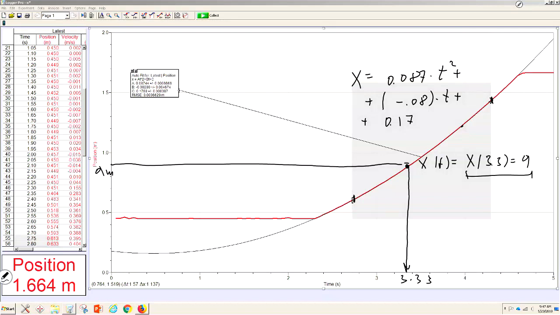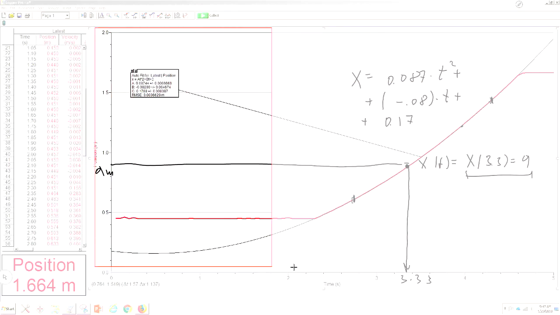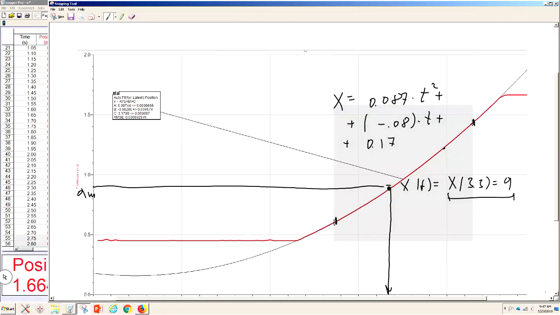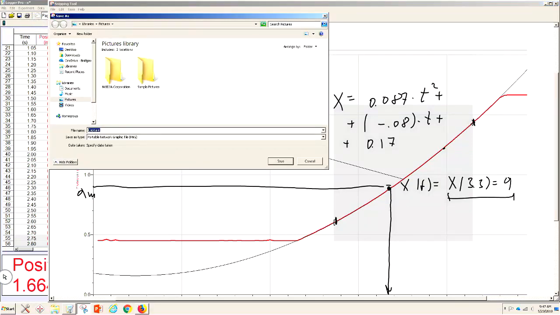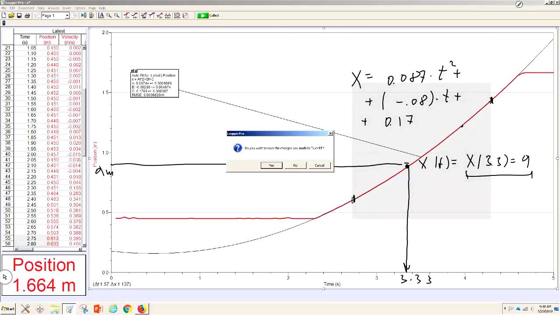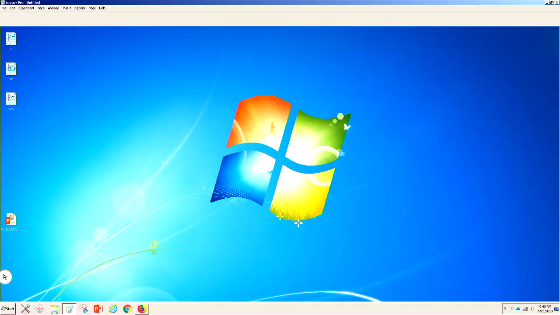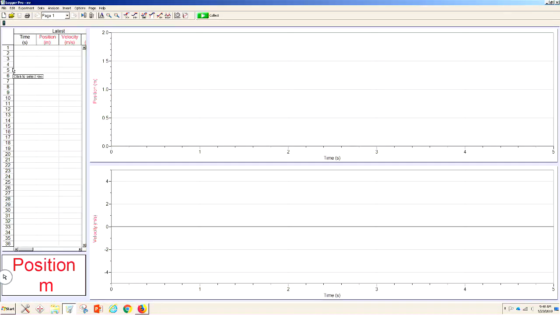All right, I'm going to show one more graph. Just one more for now.